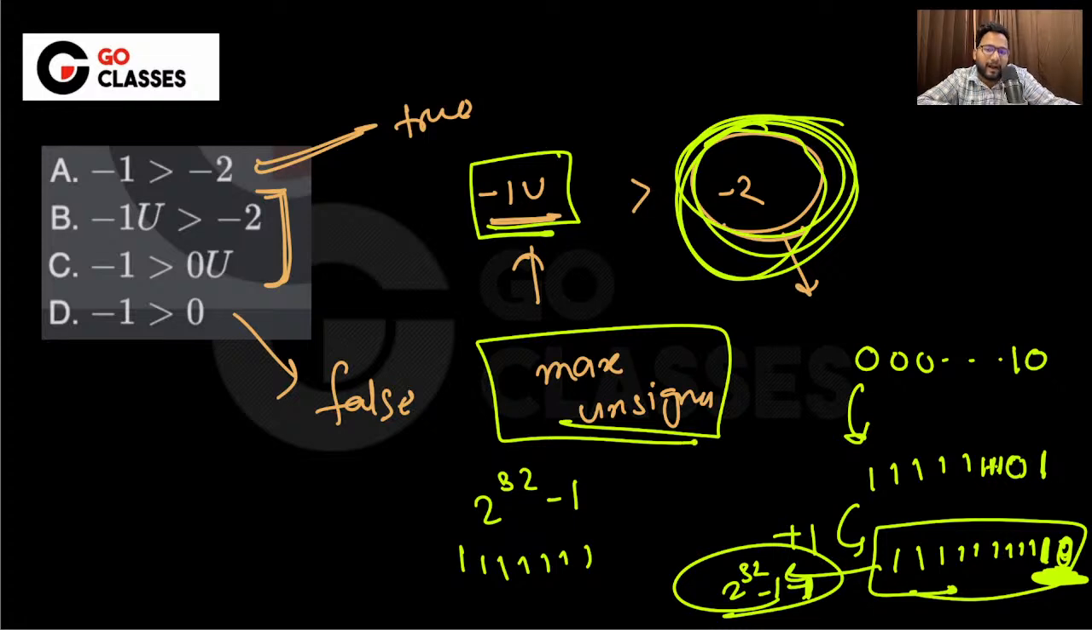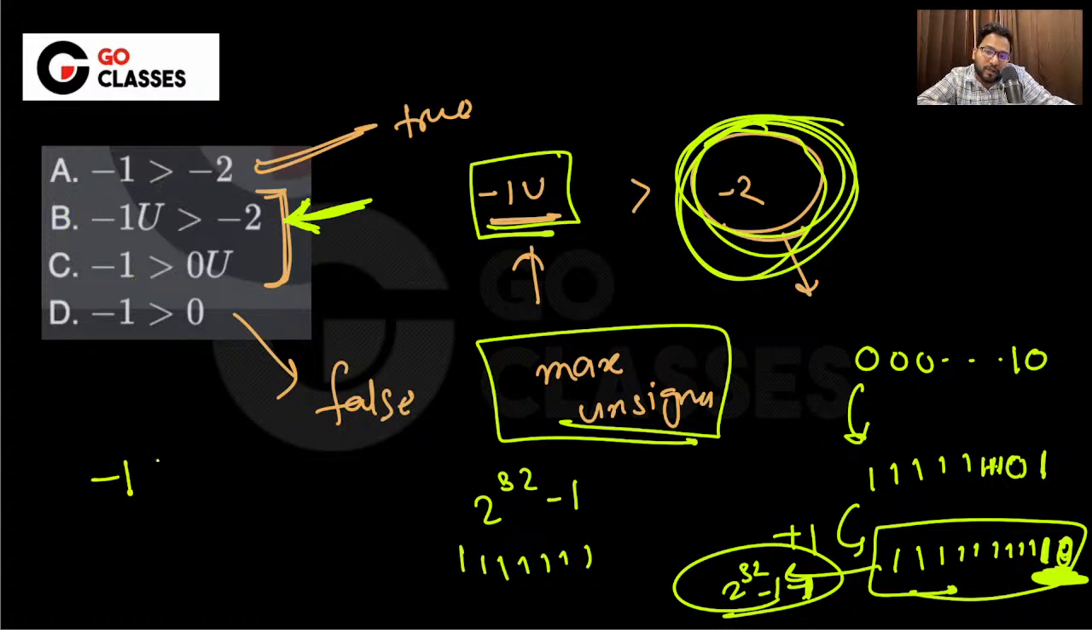Okay, so I told you that I will come back to this B. I was just saying that this -2 will also be treated as unsigned, right? But this is maximum unsigned, so it doesn't matter. And similarly, this -1 is the maximum unsigned number. So -1u is anyway greater than any unsigned number, right?